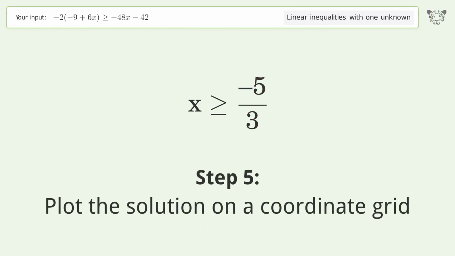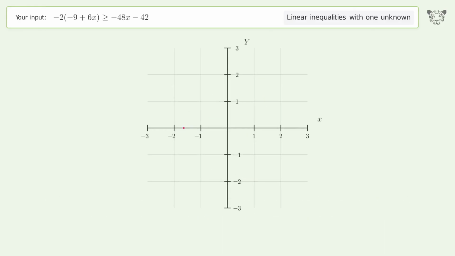Plot the solution on a coordinate grid. And so the final result is x equal or greater than -5/3 equal or greater than -12/3.